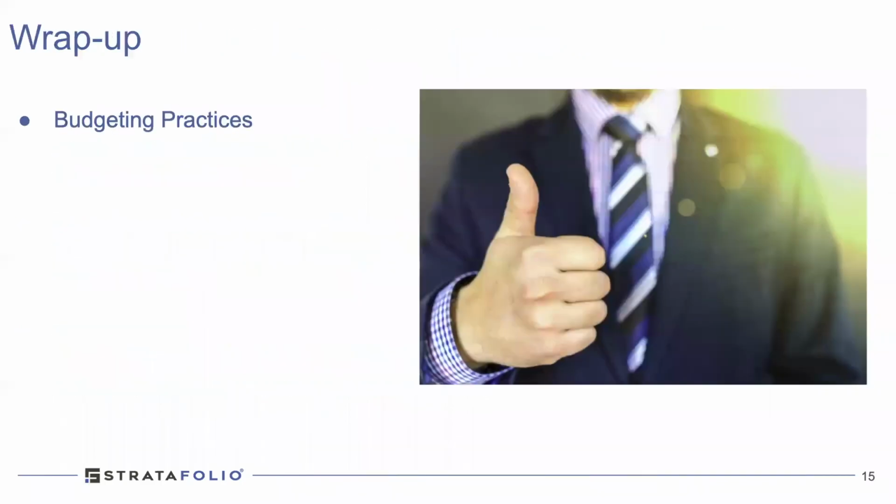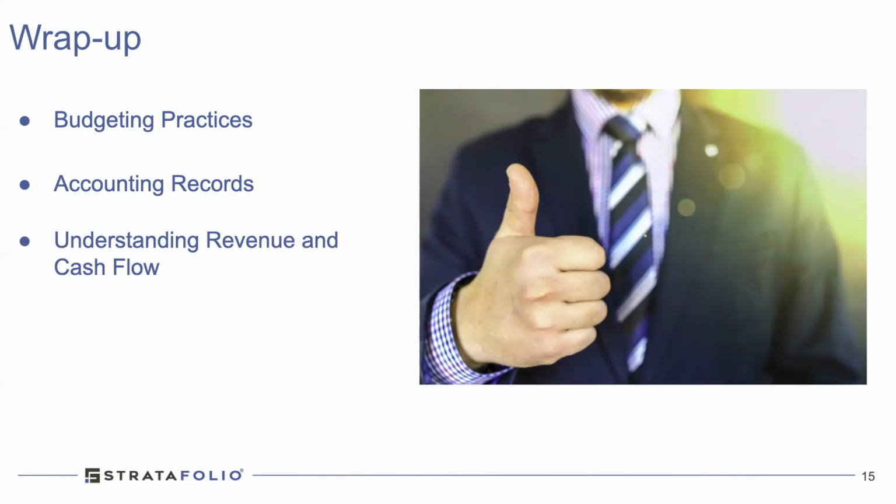So just in summary, we talked about budgeting practices. We talked about accounting records. Accounting records, again, are absolutely critical to having solid, reliable budget numbers, understanding your revenue and cash flow. And finally, tracking Capex and maintenance expenses.